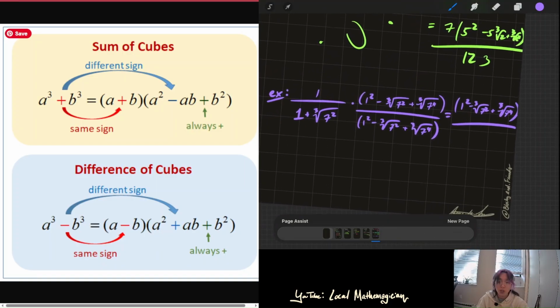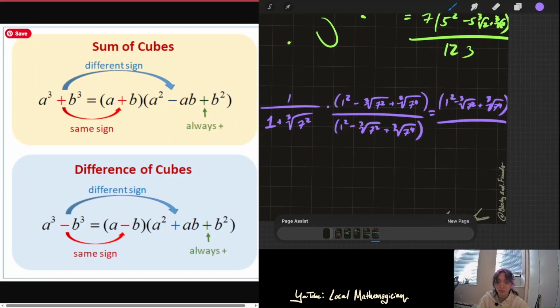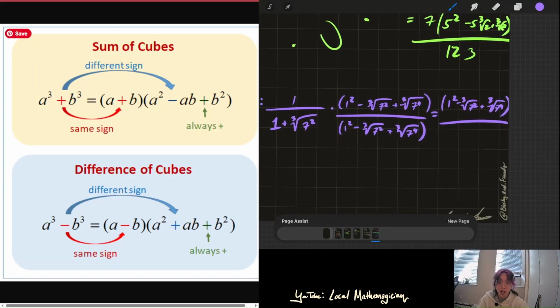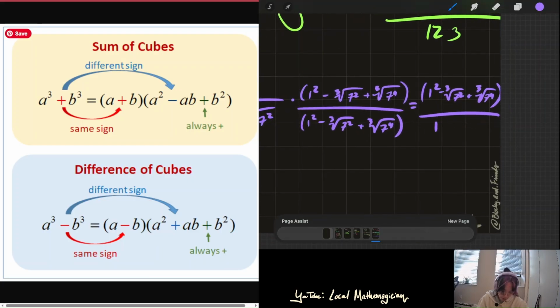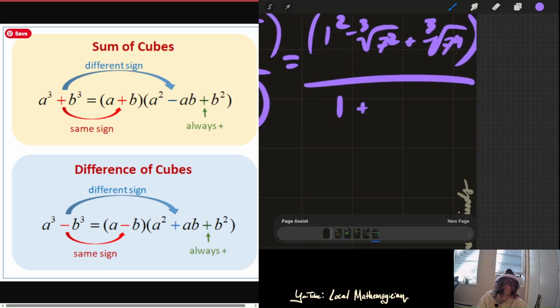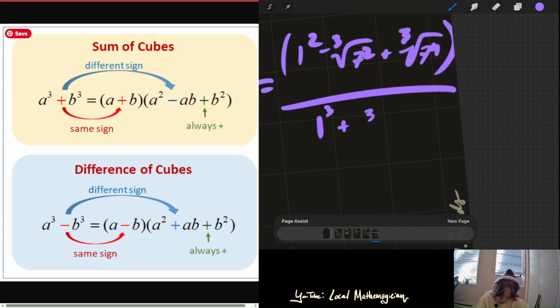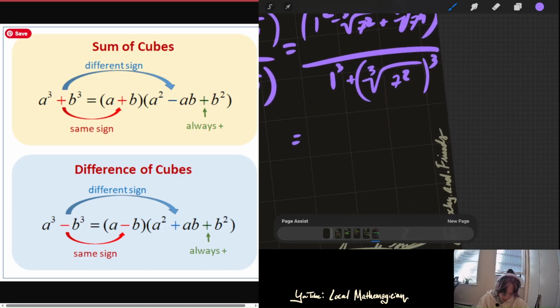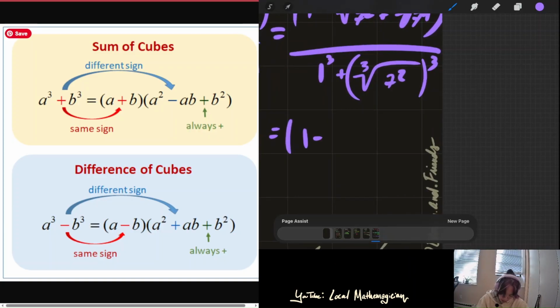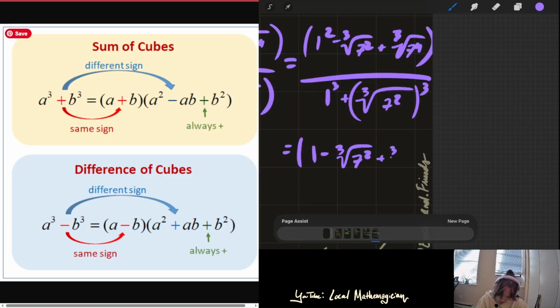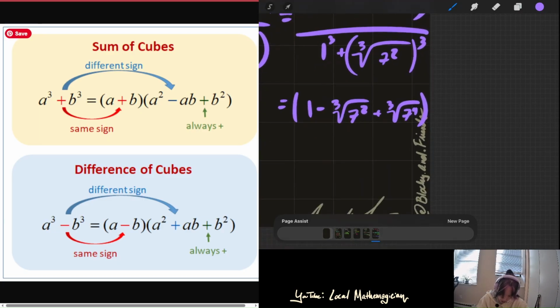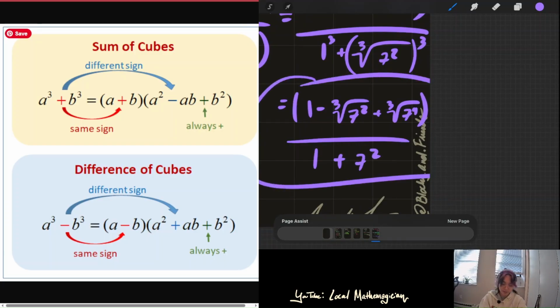So it'll give you 1 squared minus the third root of 7 squared plus the third root of 7 to the 4th, all over what? Oh, yeah, we're using the subtractive, so that'll be a cubed plus b cubed. A cubed is 1. B cubed is the cube root of 7 squared cubed. Oh, look, and that's just going to be 1 minus cube root of 7 squared plus the cube root of 7 to the 4th, all over 1 plus 7 squared. Ta-da!